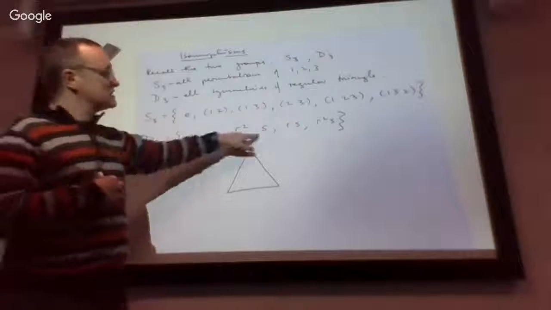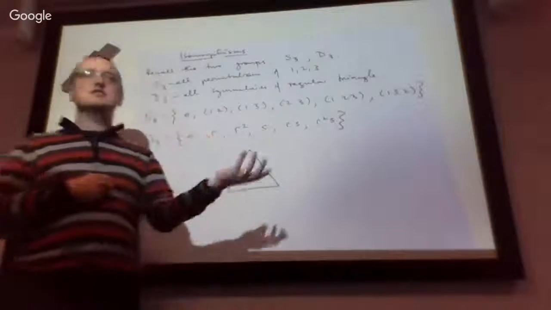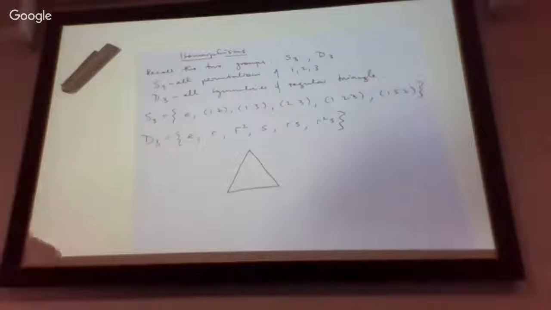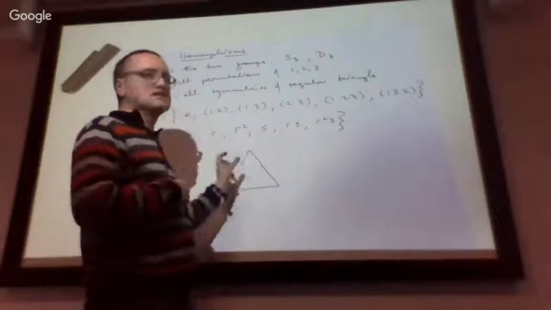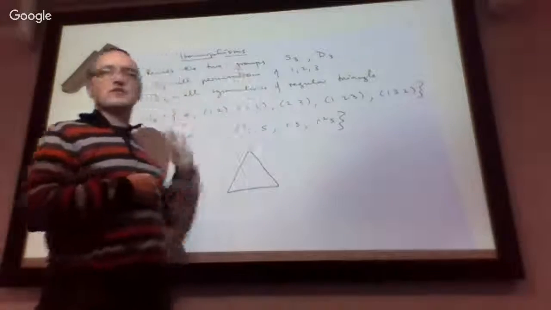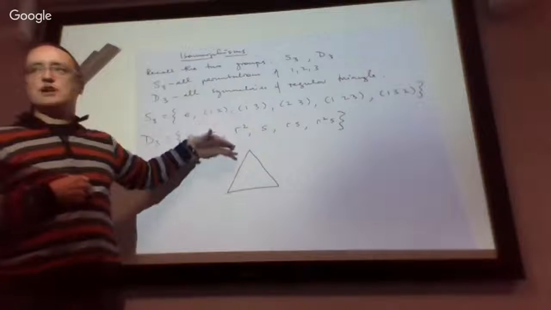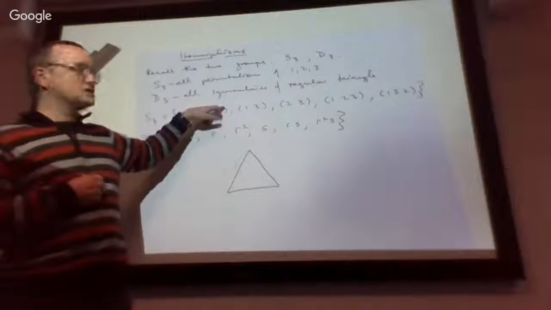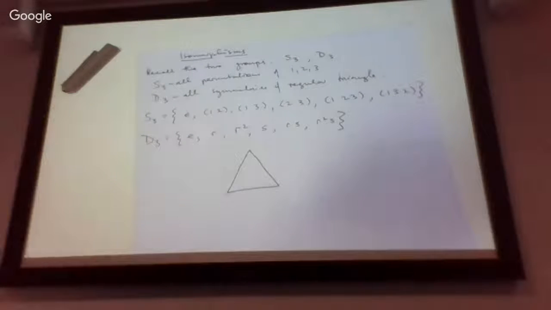Whereas D3 consists of quite different types of objects. Each of these objects in D3 is a function from R2 to R2. It moves the triangle around in such a way that it's still the same triangle, but it also moves all the other points in R2 around. So they're very different objects, apples and pears. These are permutations of 3 distinct labels. These are transformations of the plane.